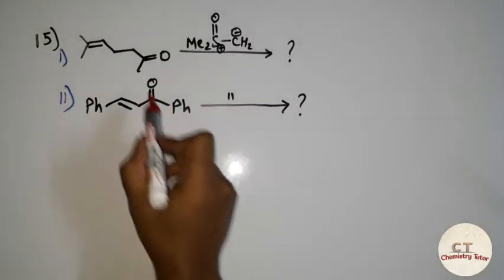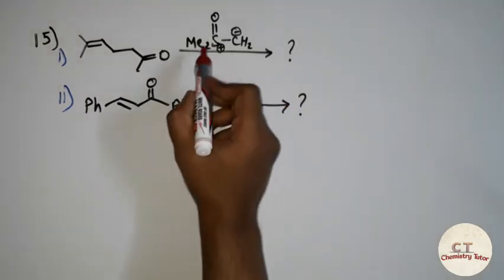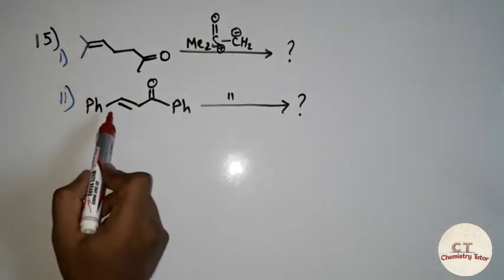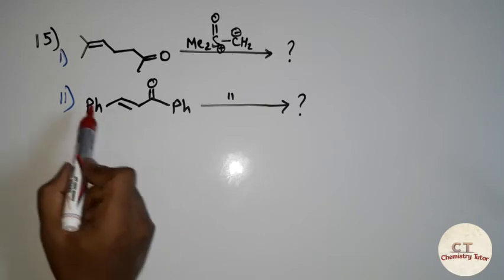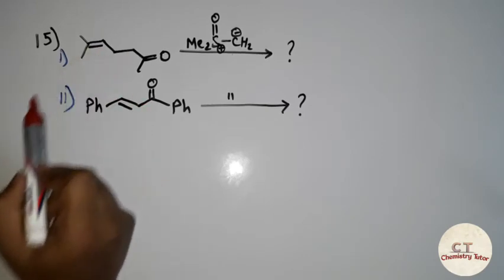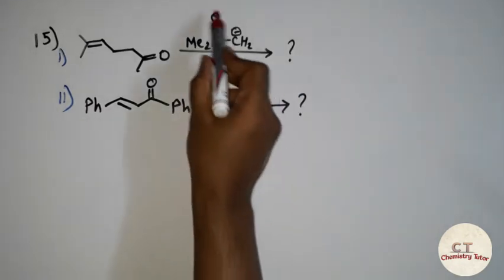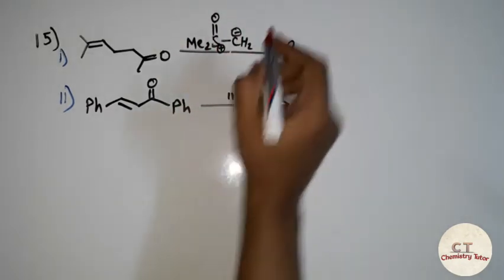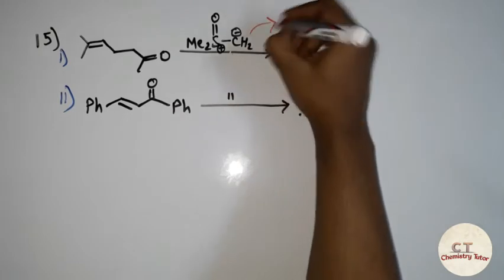Now let us move on to these questions. So what is the difference between these two carbonyls? The difference is that this is a conjugated carbonyl, whereas there is no conjugation possible here. Okay, and what is this reagent? This is an ylide.